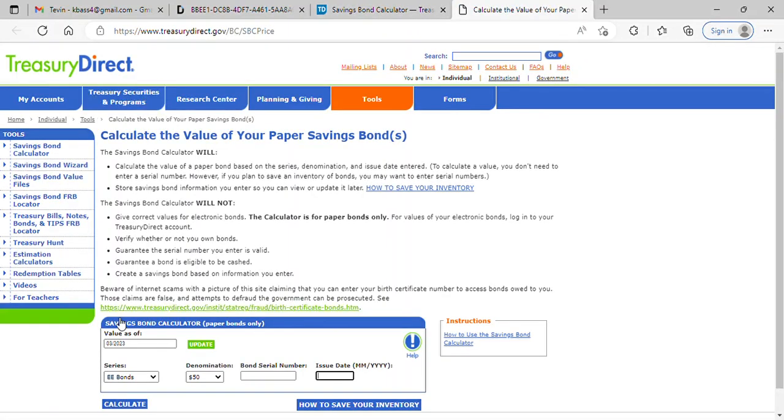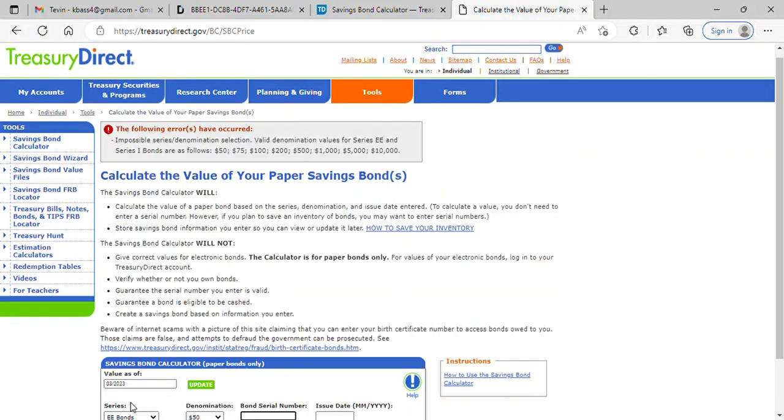You're going to get here. You're going to leave the date here as it is because it's the current date as of today, or what date you're searching. Now, there are EE bonds, I bonds, E bonds, and savings bonds. So we're going to search all of them. I did this one for my son, who is about to be 20. And as we go, you'll be able to see.